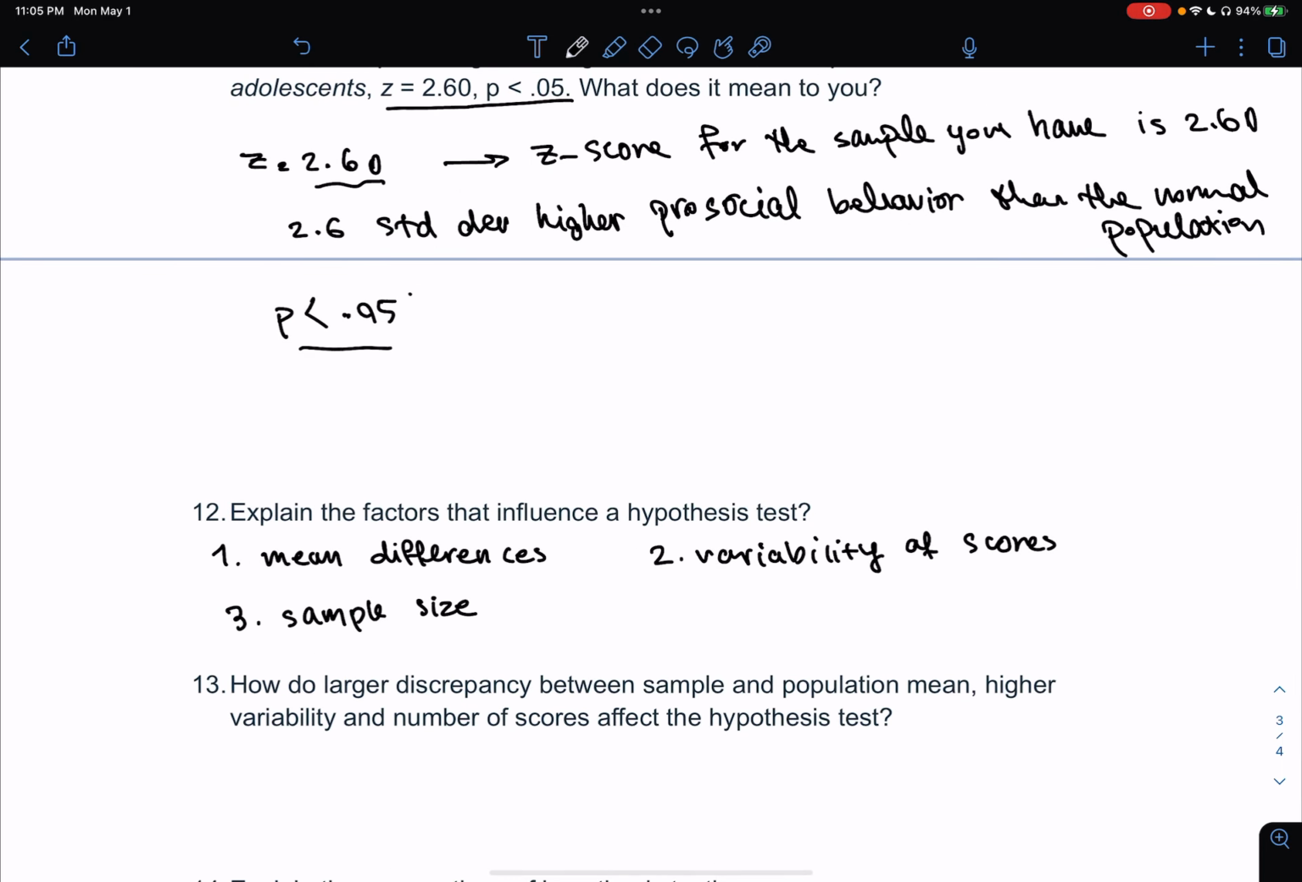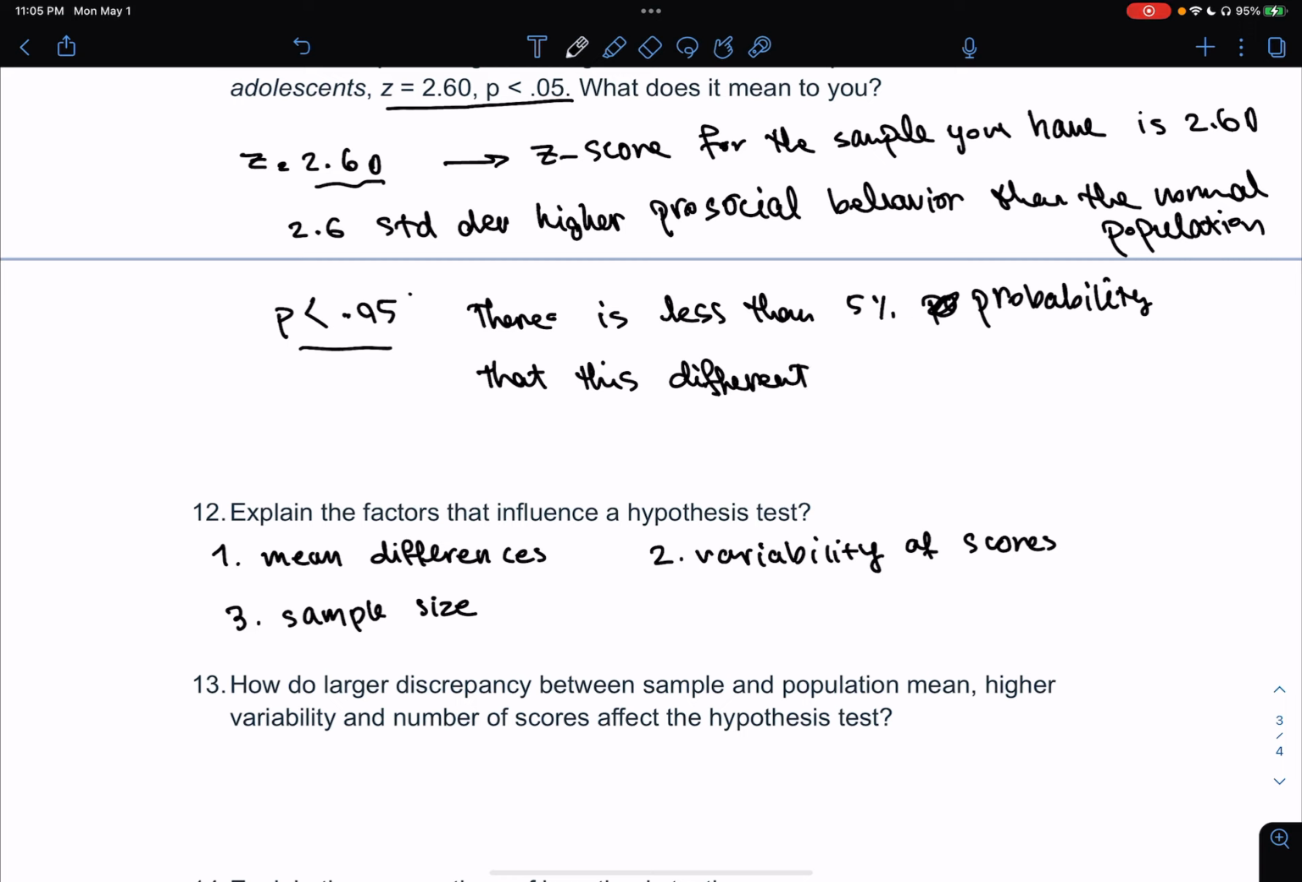So this means basically there is less than a 5% probability or chance that this difference is just by chance. This is what the p-value describes.